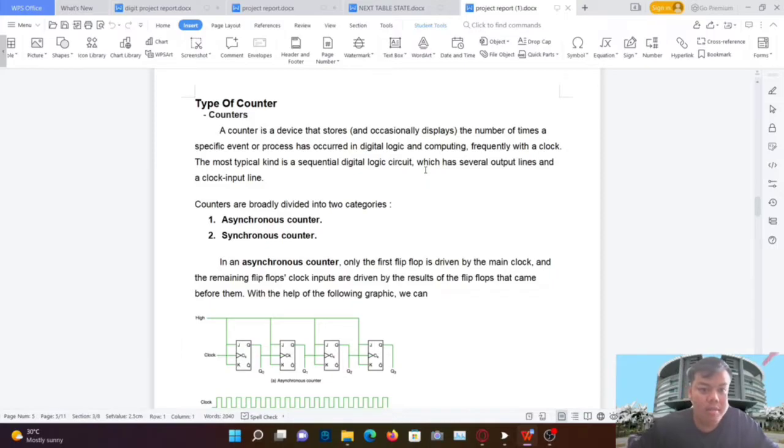My name is Ahmad Sharif Ahmad Tamizi and my matrix number is AA210652. Today I will explain about counter.